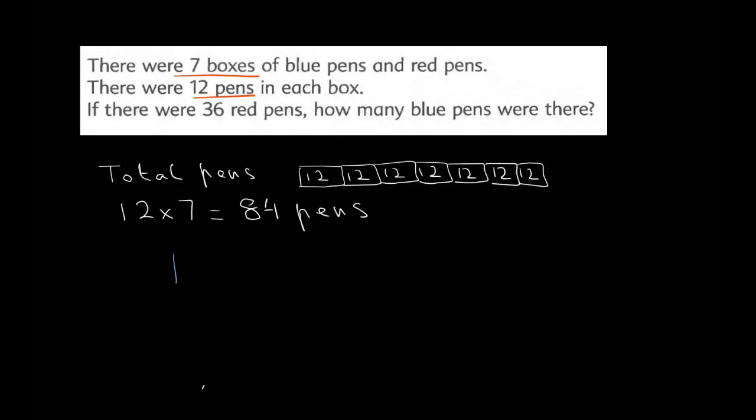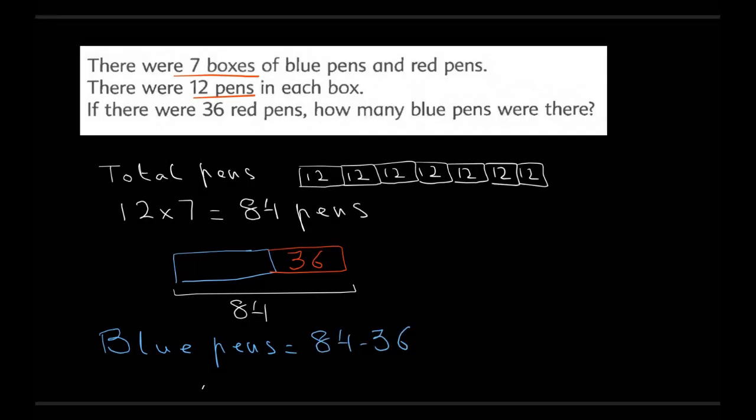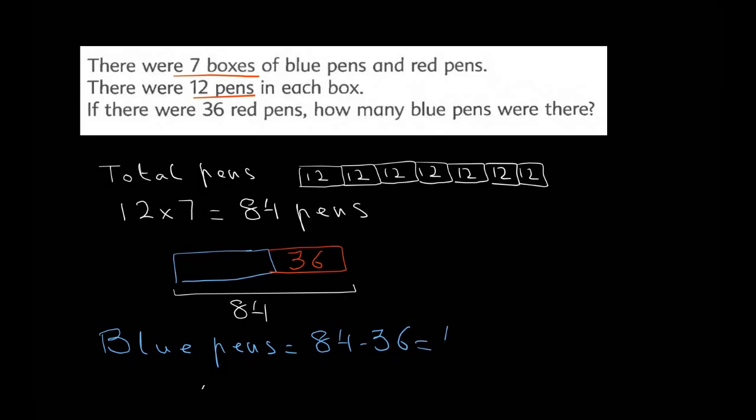So now we have blue pens and some number of red pens. So let's make some blue pens, and now we have red pens. The red pens we know are 36. We know the total number of pens is 84. So this is clearly a part-whole interpretation. We want to find out the number of blue pens. The number of blue pens would be equal to 84 minus 36, which is equal to 48.